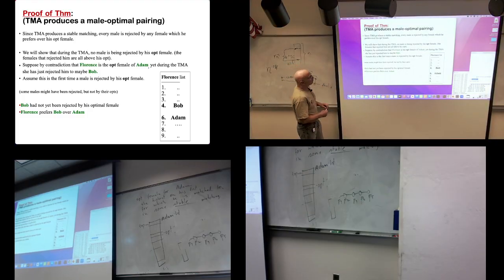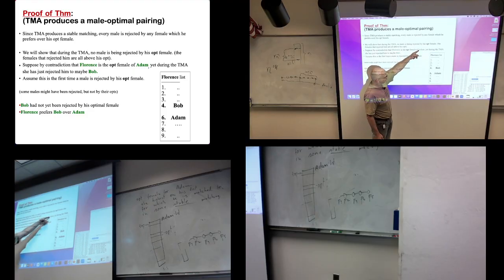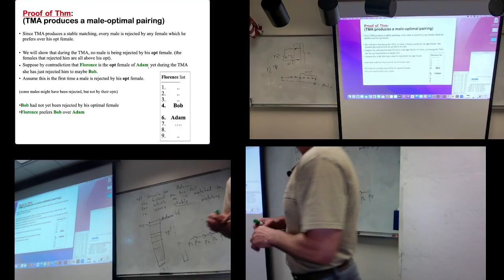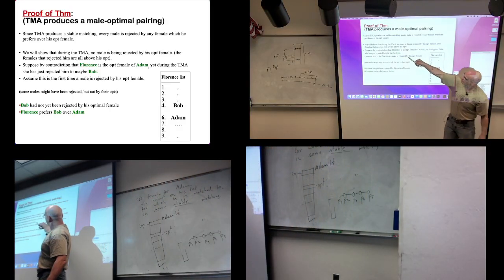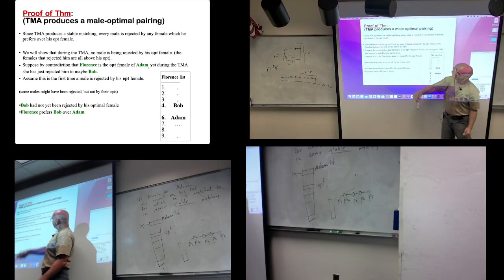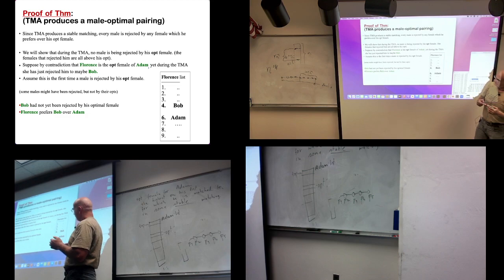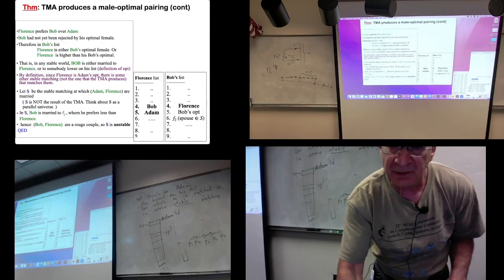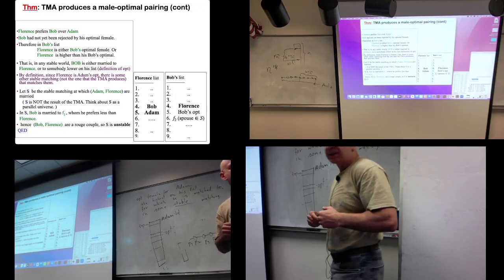Okay. So why did Florence reject Adam? Remember, Florence is his optimum, meaning that there is some other matching that is stable in which Florence and Adam are married. Otherwise, I cannot say that Florence is Adam's optimum. If she is his optimum, there are some other matchings, maybe not the TMA, in which they are married. So Florence rejected Adam because she has a proposal from Bob. To remember the names, A and B. Rejected A in favor of B. Now, Bob, let's look at Bob's list at this moment.